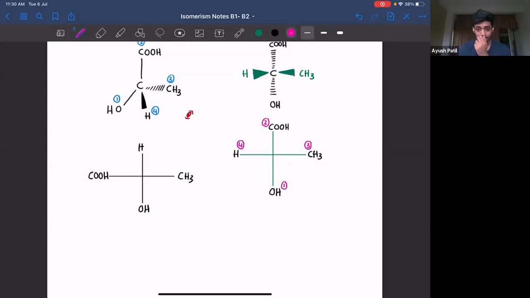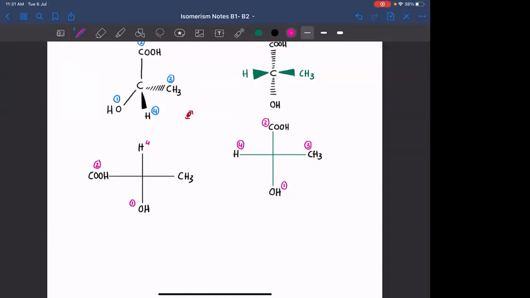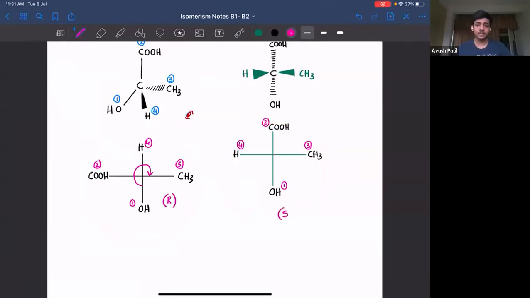Here 1, 2, 4, 3. 1, 2, 3. How are you rotating? You are rotating in the clockwise sense. If you are rotating in the clockwise sense, this particular molecule will be R. But this is the configuration of the interchanged isomer. You need to write the configuration of the original, so this will be S.